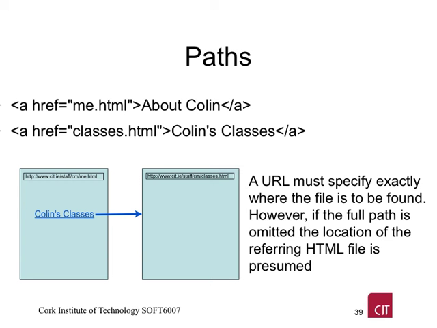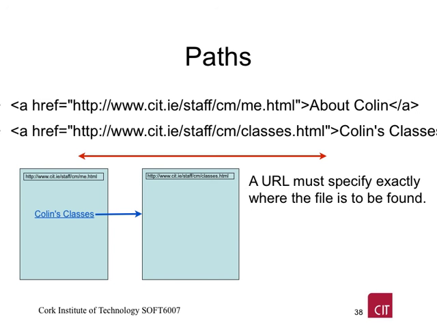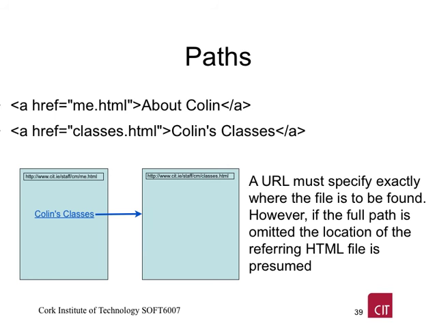So we know that me is in www.cit.ie/staff/cm. It's in that folder. The browser knows that too. So if that web page tells it, go get classes.html, when someone clicks on this, it'll just look for it in the same folder. So it'll look for it in www.cit.ie/staff/cm/classes.html. So that's a shortcut you can use that's quite handy.